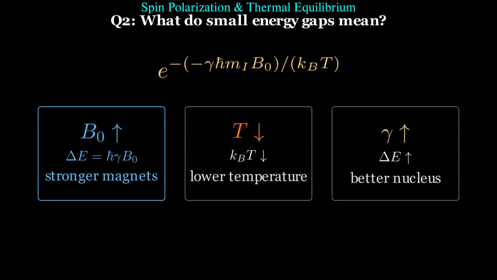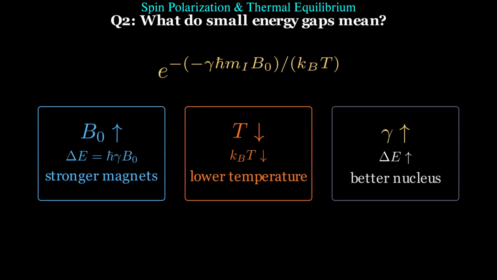A stronger B0 increases the energy gap, like we said before, and if the energy gap gets larger, the lower energy state becomes slightly more favored. That increases polarization, which gives us a stronger signal, and is also why people prefer going to higher field NMRs for better spectra. The second knob is temperature.